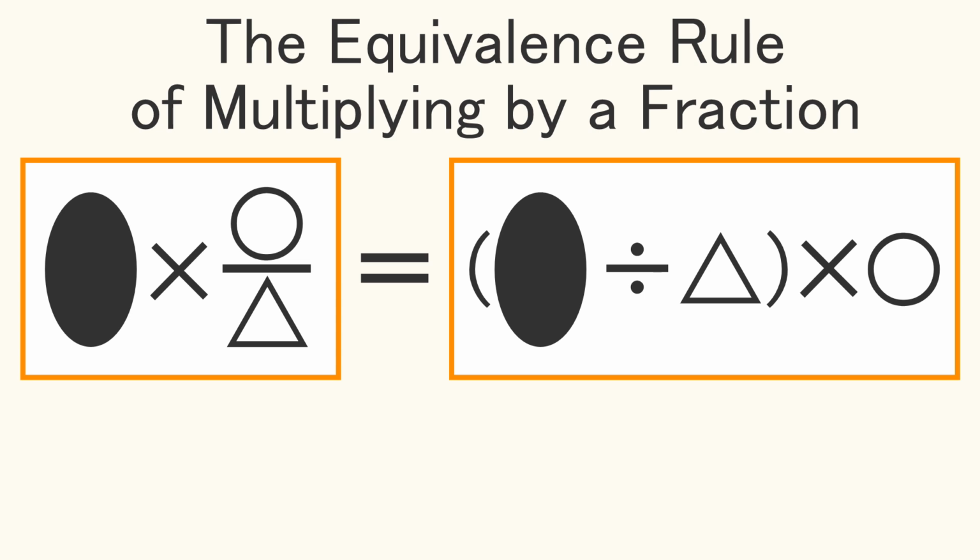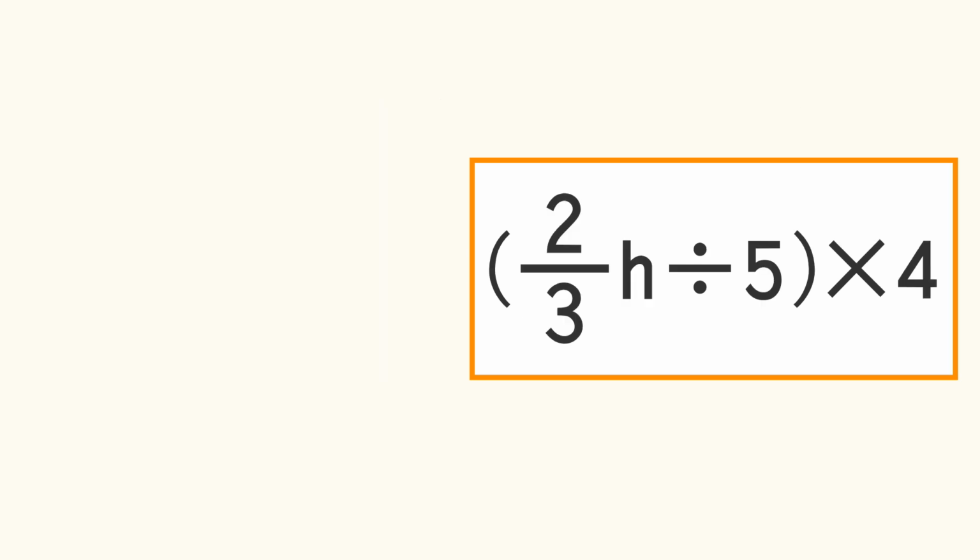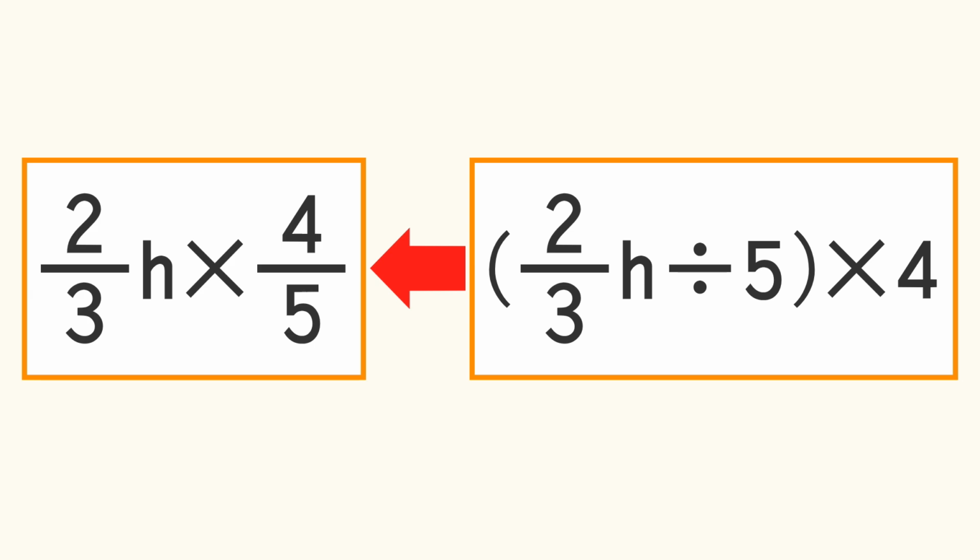Earlier, we explained the equivalence rule of multiplying by a fraction, which says that dividing by a whole number and then multiplying by another whole number can be rewritten as multiplying by a single fraction. By using this rule, we can see that 2/3 divided by 5 multiplied by 4 is equivalent to 2/3 multiplied by 4/5, which results in the equation 2/3 multiplied by 4/5 equals 2/3 divided by 5 multiplied by 4.